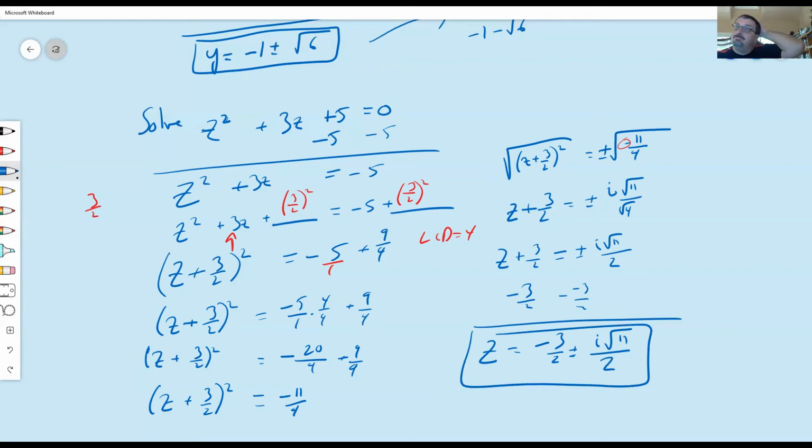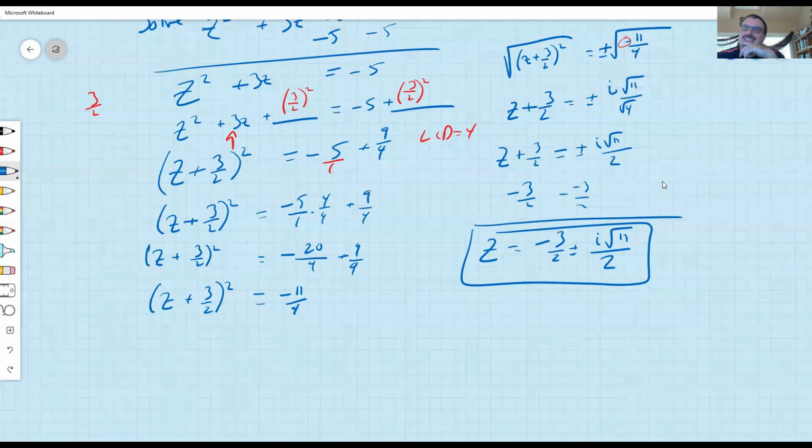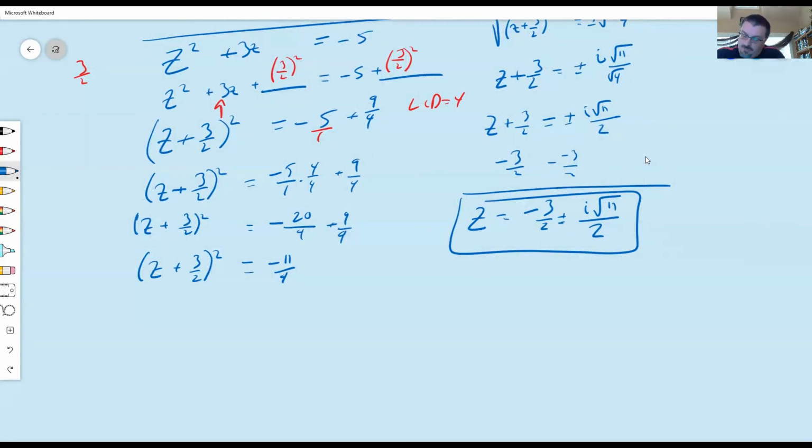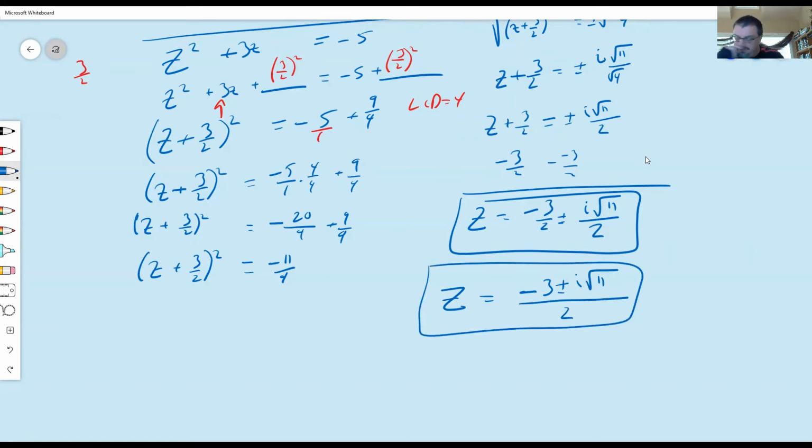Now, that's a perfectly good answer. The preferred version is a single fraction, which you most likely see in Hawkes or the back of a book: minus 3 plus or minus i square root of 11, all of it divided by 2. So that's the preferred version of the answer.